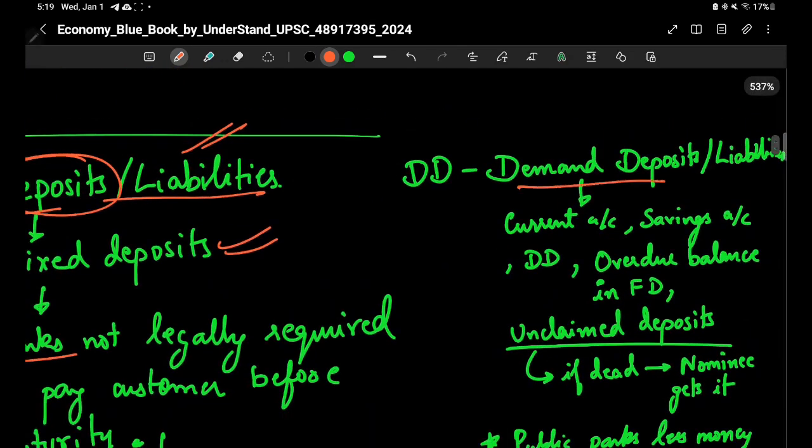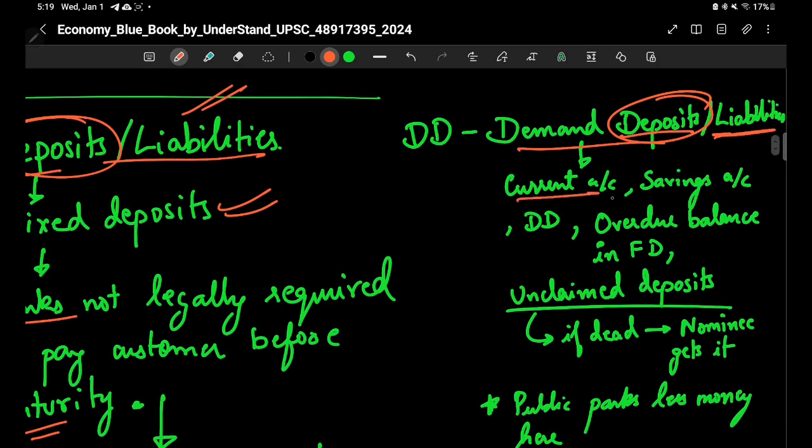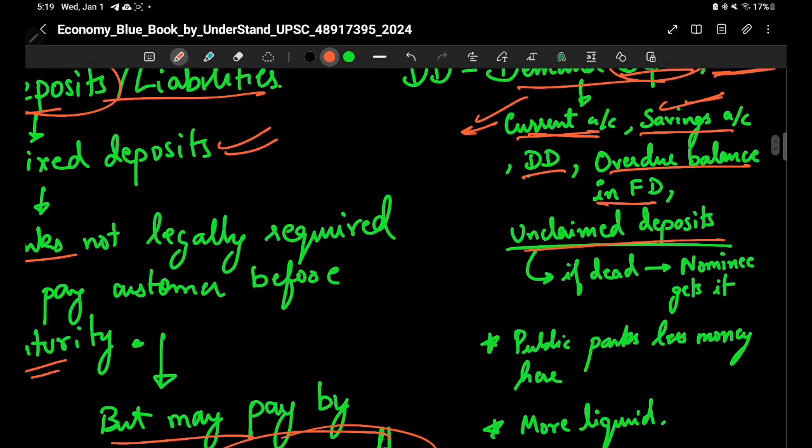And what is demand deposits? Demand deposits, again, deposits means liabilities. What are the examples of demand deposits? Current account, saving account, demand draft, overdue balance in FD, and unclaimed deposits. Now, I think you know what is current account, savings account. Current account means it is used on a daily basis. Savings account means you just deposit the money there and use it whenever you want. Demand draft, I told you that DD Vajiram ka example.